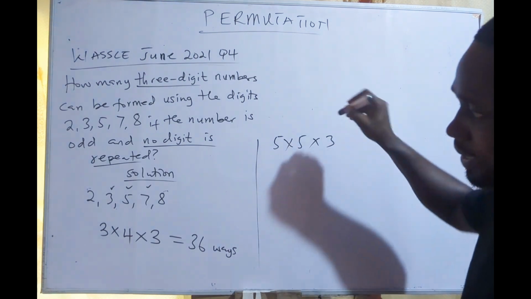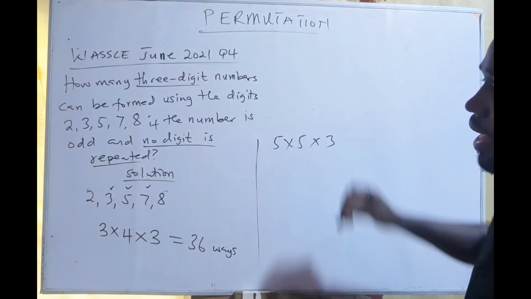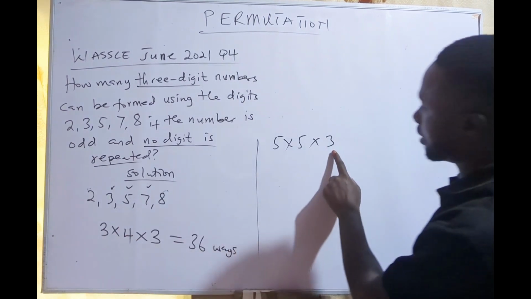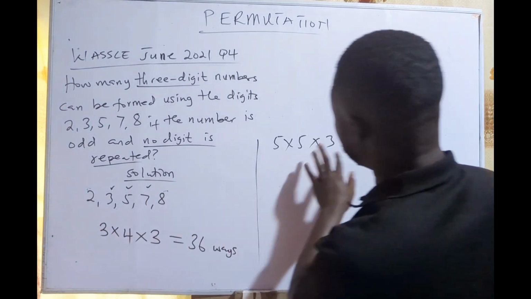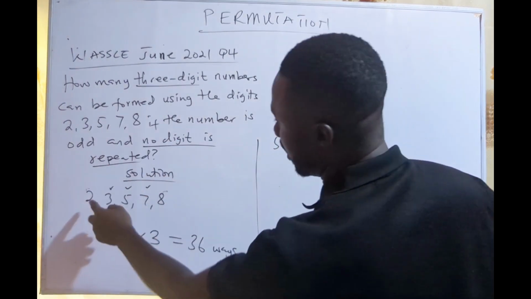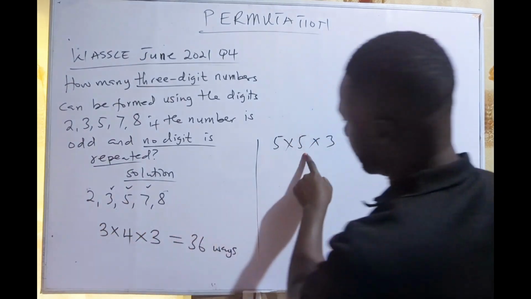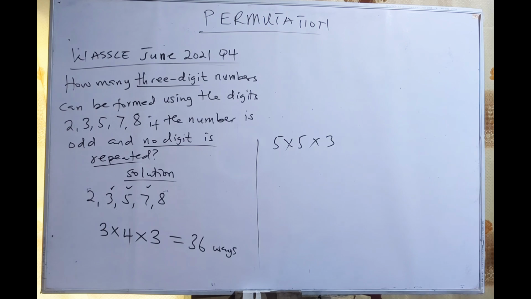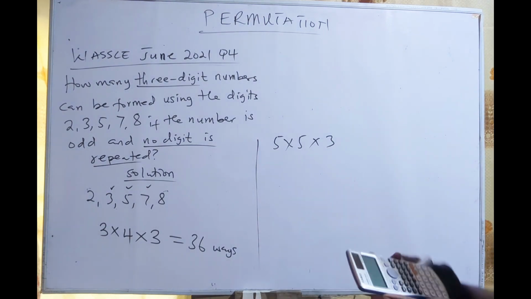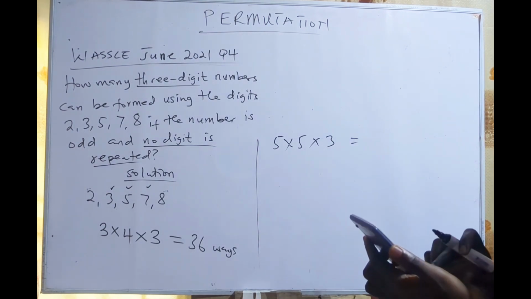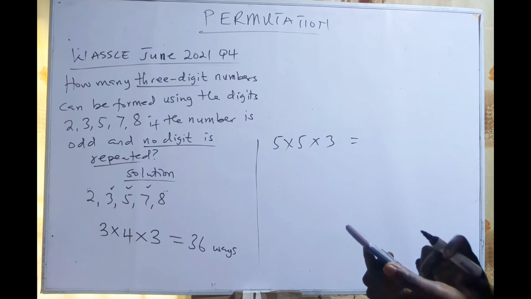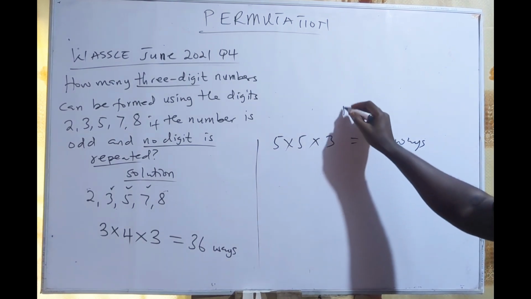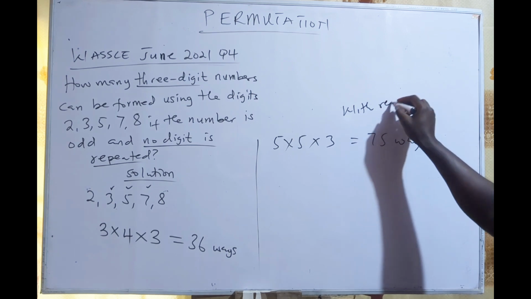That is with repetition, and even if I start from here, it will still be the same thing. I have 3 options, that is 3, 5, 7. Then I put it back, and when I put it back, 1, 2, 3, 4, 5, I still have 5 options to pick from. So with repetition, it would have been 5 times 5 times 3, and that would have been 75 ways. And this is with repetition.